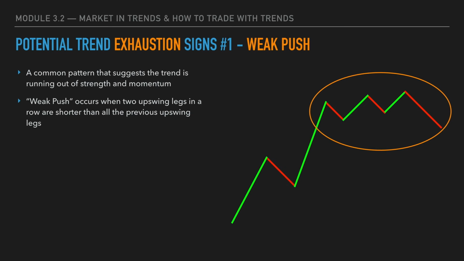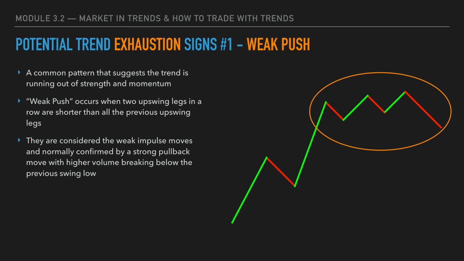A weak push occurs when 2 upswing legs in a row are shorter than all the previous upswing legs. In other words, there are fewer and fewer buyers and less buying power in the market now. They are considered weak impulse moves and are normally confirmed by a strong pullback move with higher volume that breaks below the previous swing low.